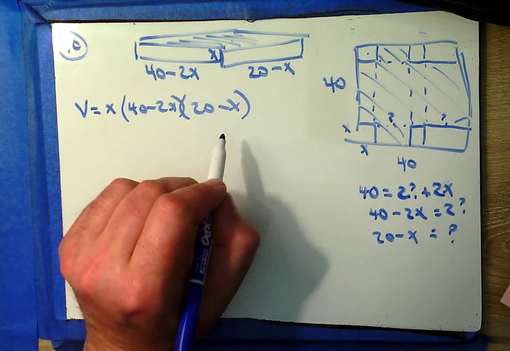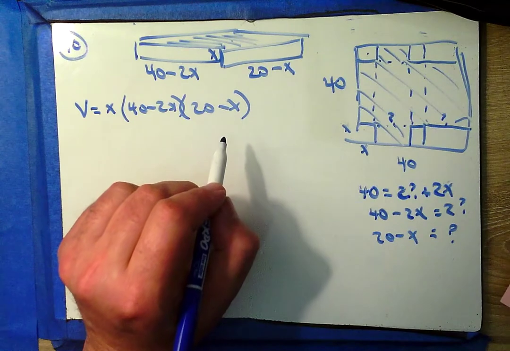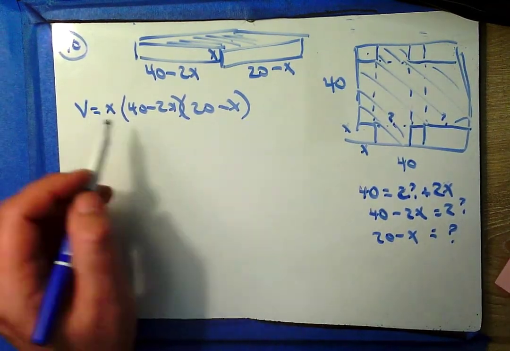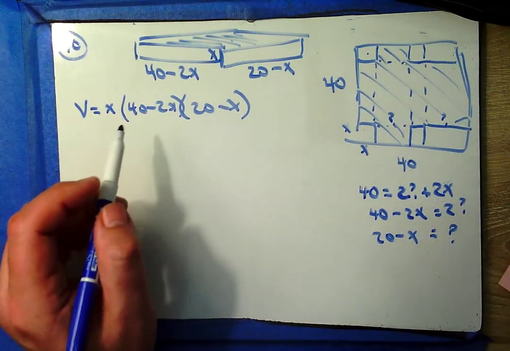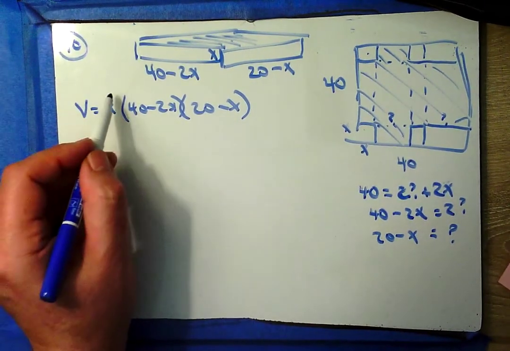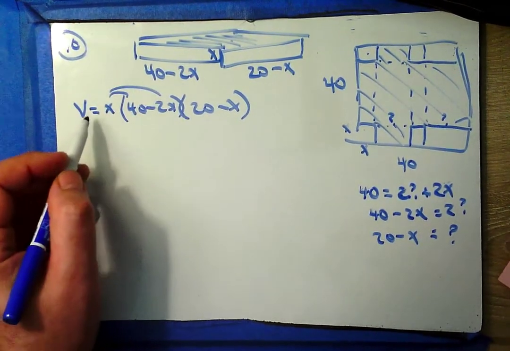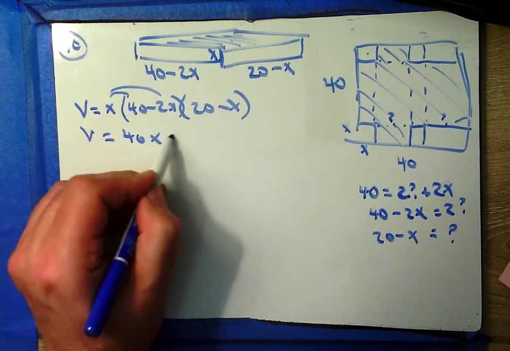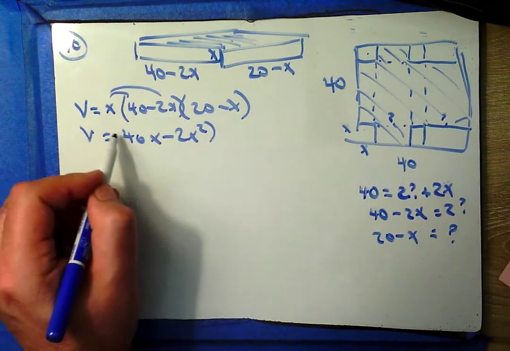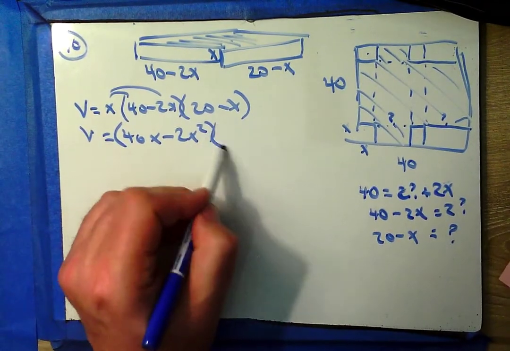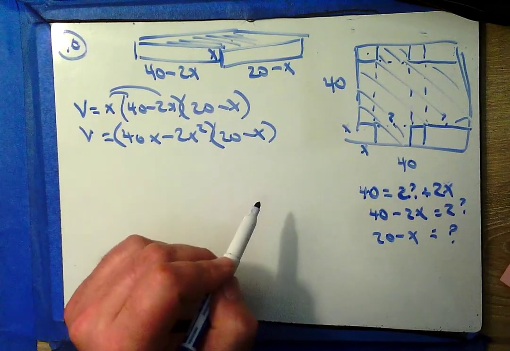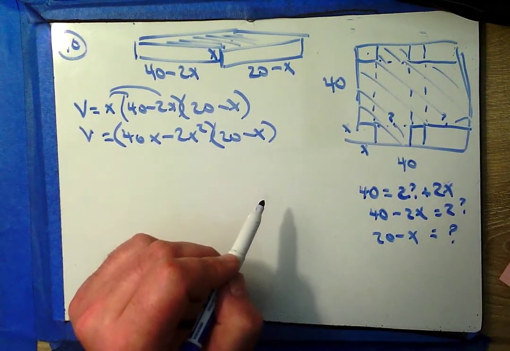Which of the following statements must be true? And we're talking about all minimum or maximum volumes. So I need to find the derivative of this, but I think it's worth at least some distributing, if not some FOILing. So V equals 40x minus 2x squared, and here, 20 minus x. To FOIL or not to FOIL?